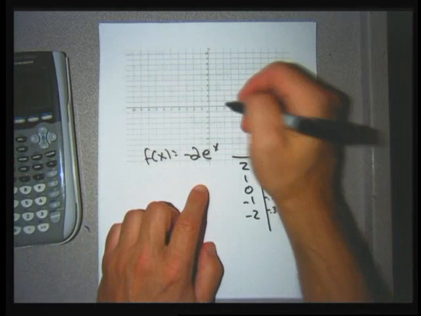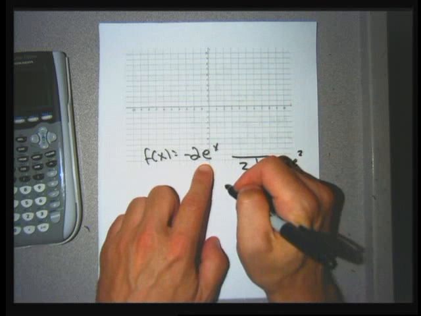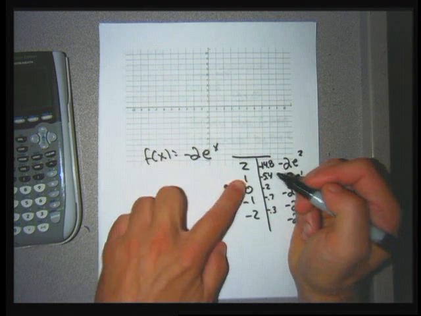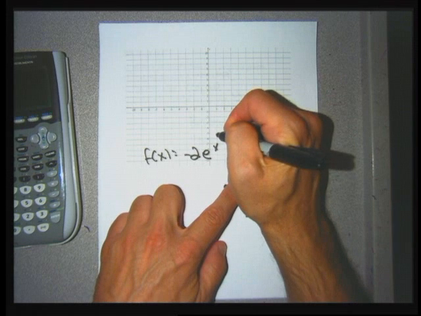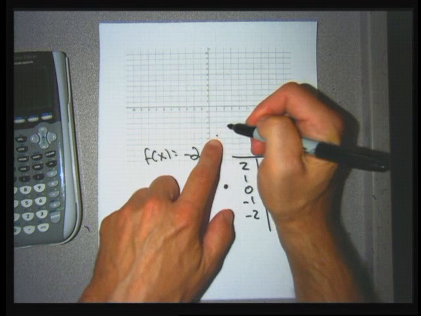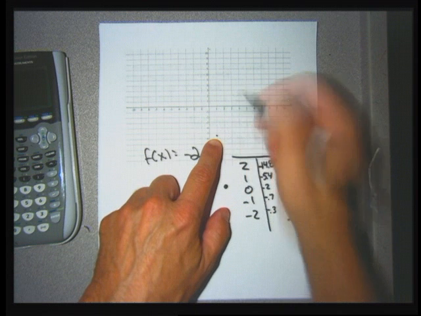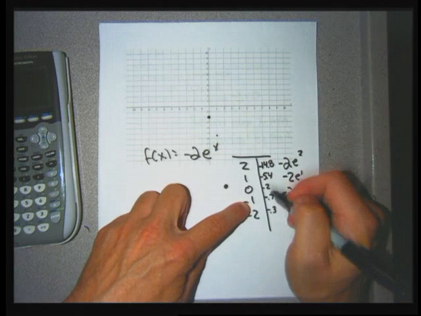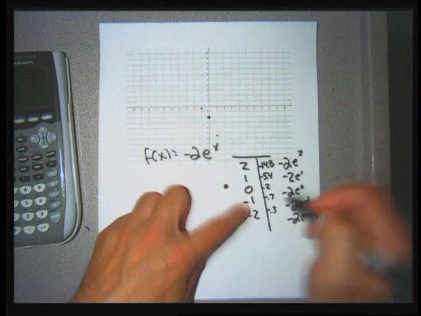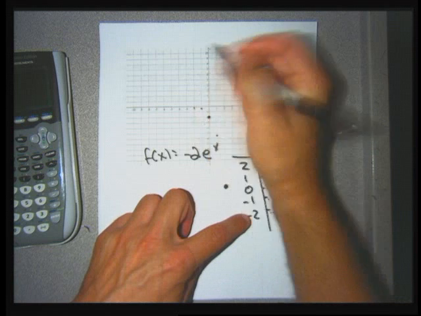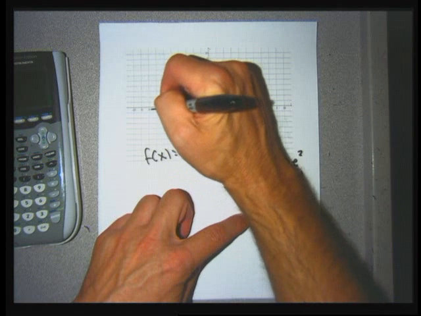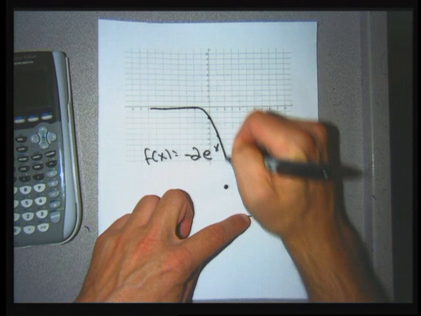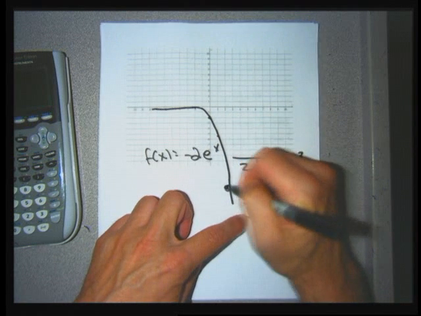So the first point, 2 negative 14.8, because my graph only goes down to negative 10, I'm going to call that negative 14.8. And then 1 negative 5.4 is somewhere between negative 5 and negative 6 in terms of the y. And then 0 negative 2, negative 1 negative 0.7, and negative 2 negative 0.3. The graph in this case is actually always below the x-axis. So this would be a reasonable graph.